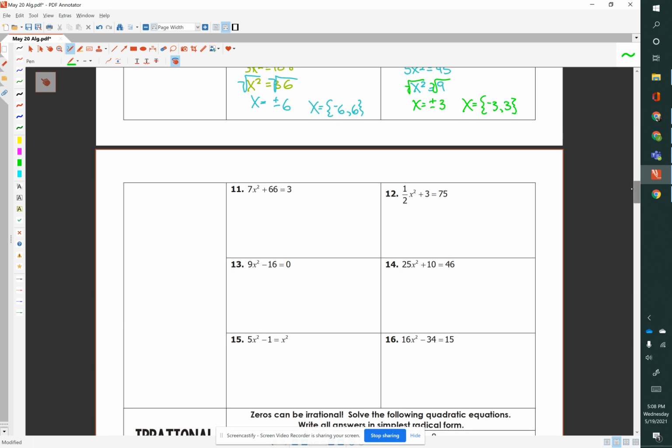So number 11, 7x squared plus 66 equals 3. Let's move 66 over. We end up with 7x squared equals negative 63. And we divide by 7. And we have x squared equals negative 9. And the problem here, I hope you see it already, is the negative 9. That's an impossibility, so the answer is the empty set.